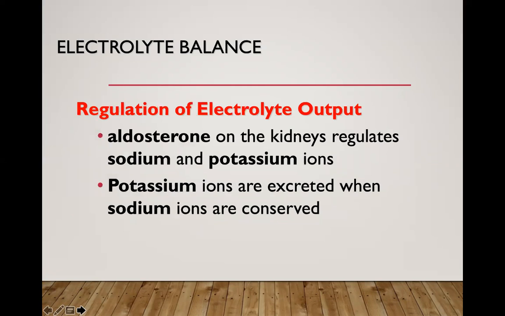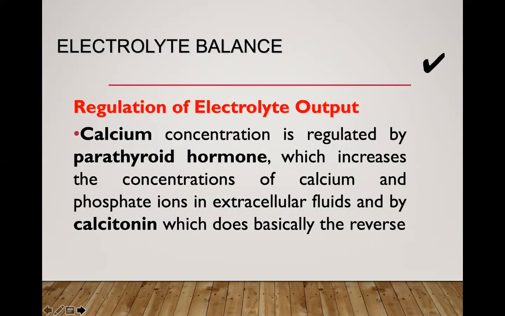So what regulates the electrolyte output? Of course, number one would be aldosterone, which is secreted by the adrenal cortex. It exerts its effect on the kidney to regulate the excretion of sodium and potassium. And potassium ions are excreted when sodium ions are conserved. So this is an exchange, if you still remember your lectures in physiology. So, regulation of electrolyte output.